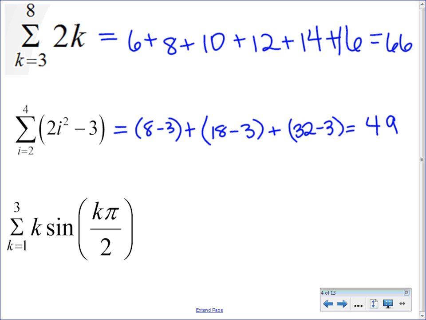Okay? All right, this one's fun, right? Our first term, we plug in 1, so we get k times, what is the sine of pi over 2? 1. Plus, our next term, 2 times, what's the sine of 2 pi over 2? 0. Plus 3 times, what's the sine of 3 pi over 2? Negative 1.